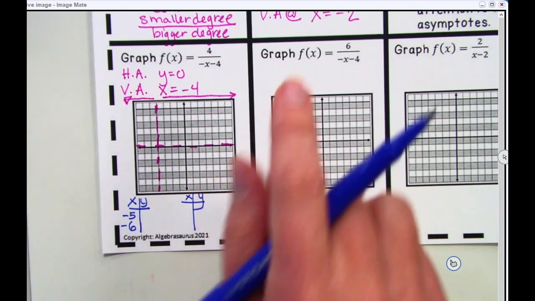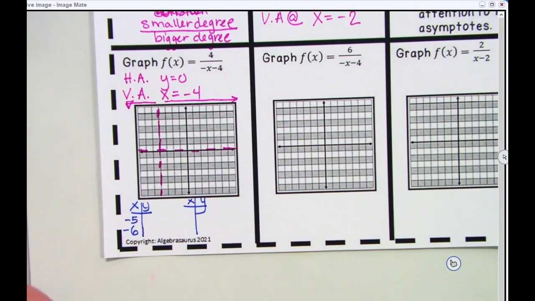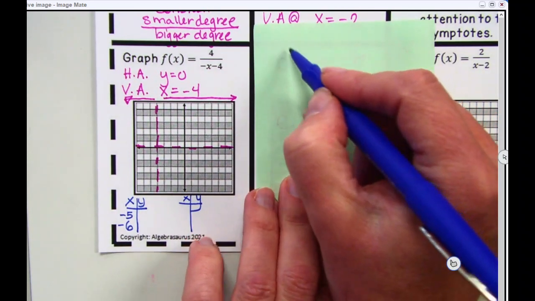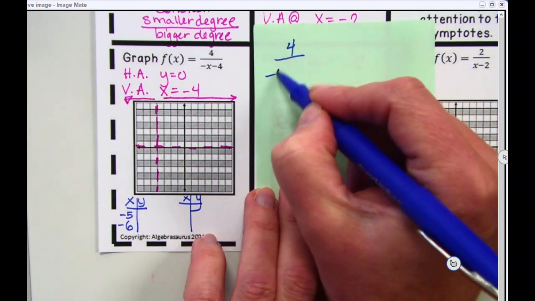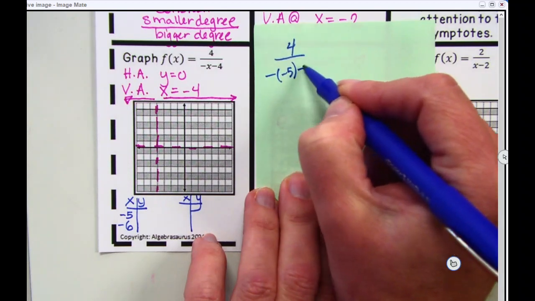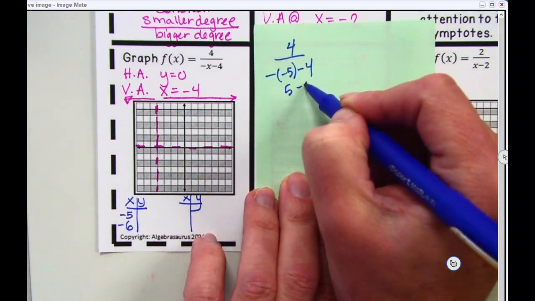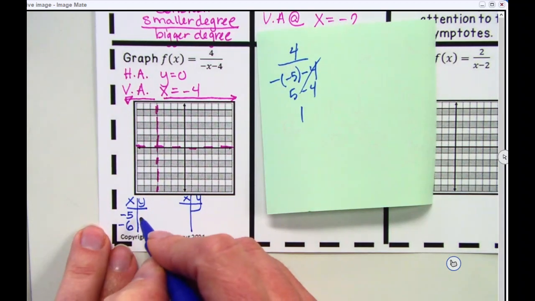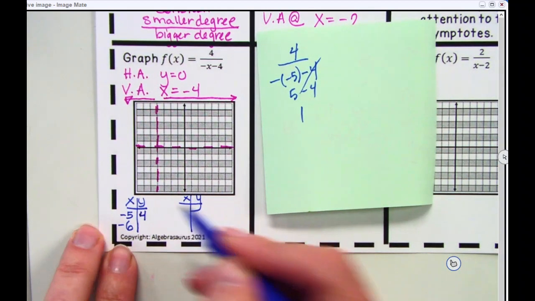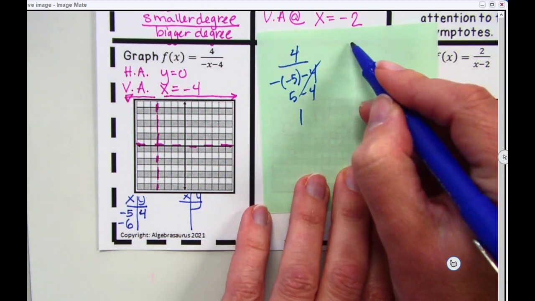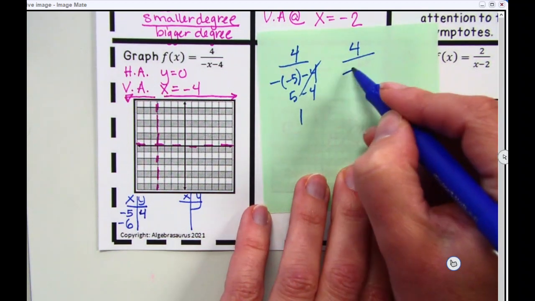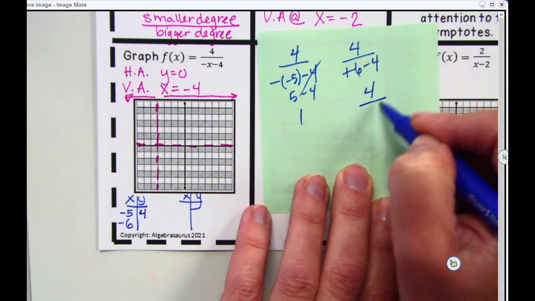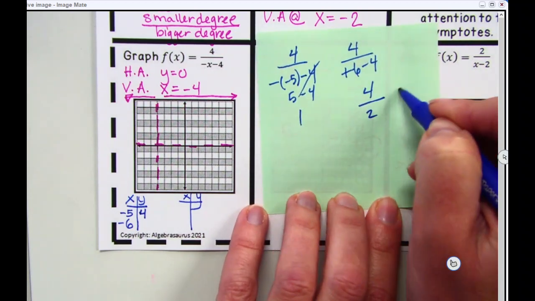Help me out. Plug in -5. Maybe we need some scratch paper here. 4 over x minus 4, so -5 minus 4. -5 minus 4 is -9... 4 divided by 1 is 4. All right, let's plug in 6 now. 4 over 6 minus 4 gives me 4 over 2, which is 2.